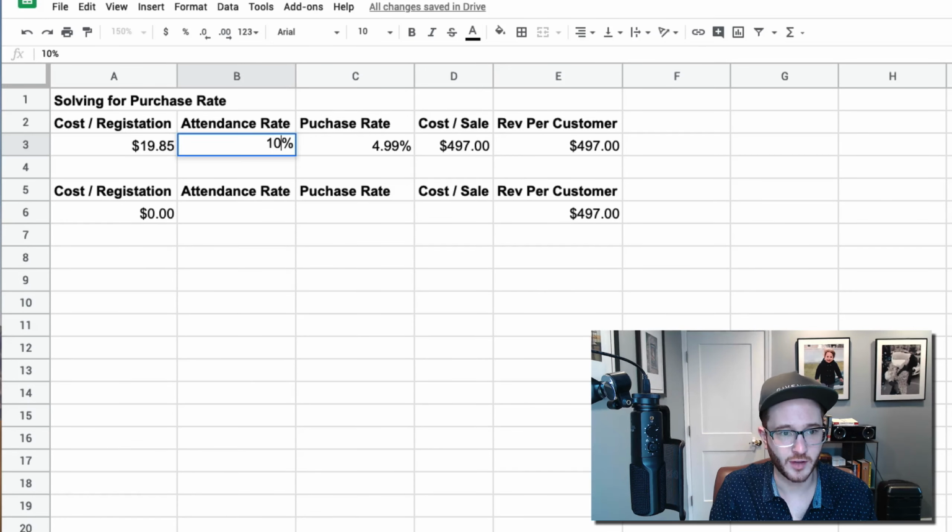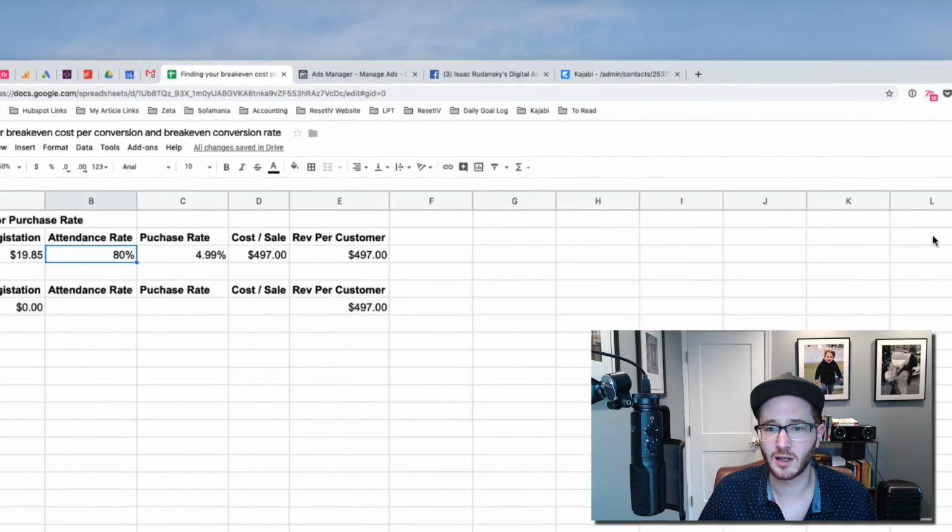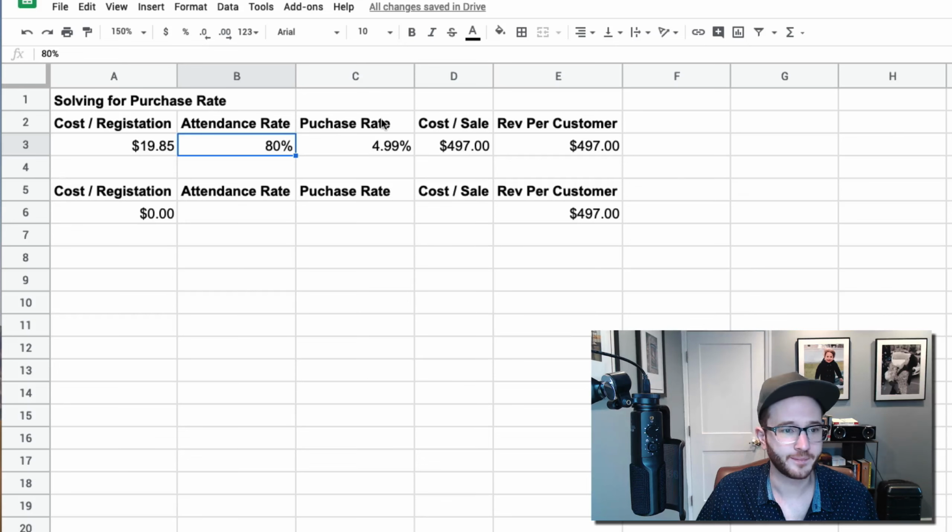And let's say it's 100%. If it's 100%, it's going to go back to 3.9%. If it's at 50% attendance rate, I'm going to need around an 8% purchase rate. So let's say we go back to 80. You can play around with that, and until you have all that data, it's hard to really know exactly what's going on. But this is a very good predictive model.